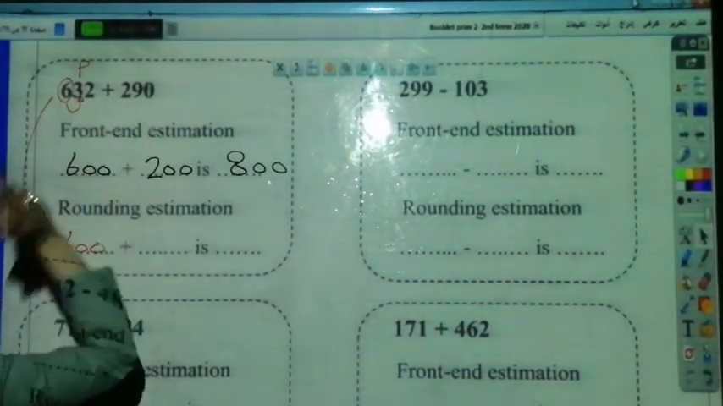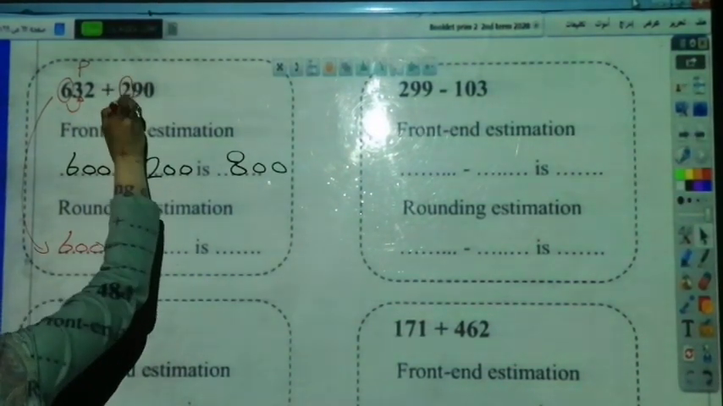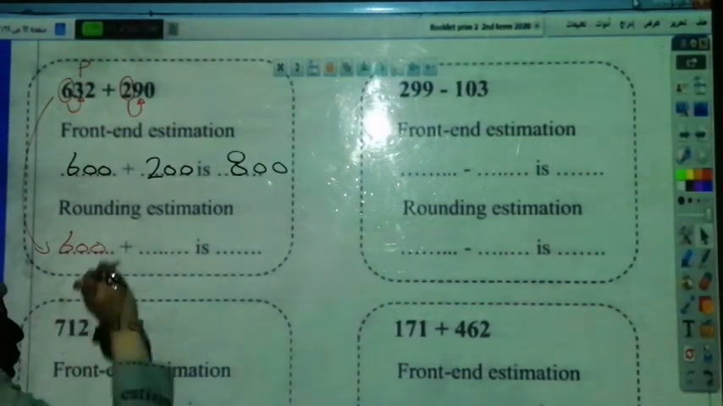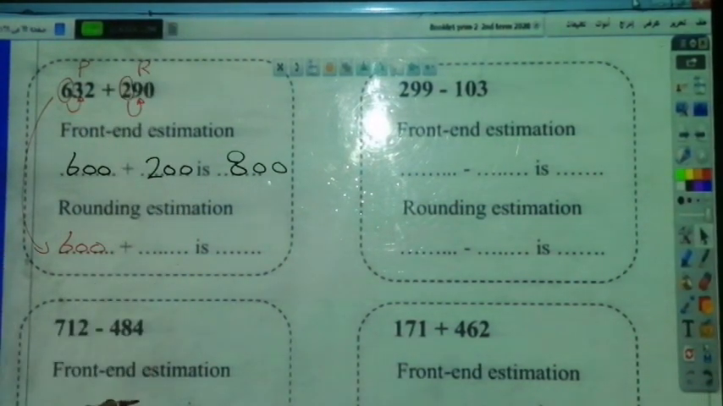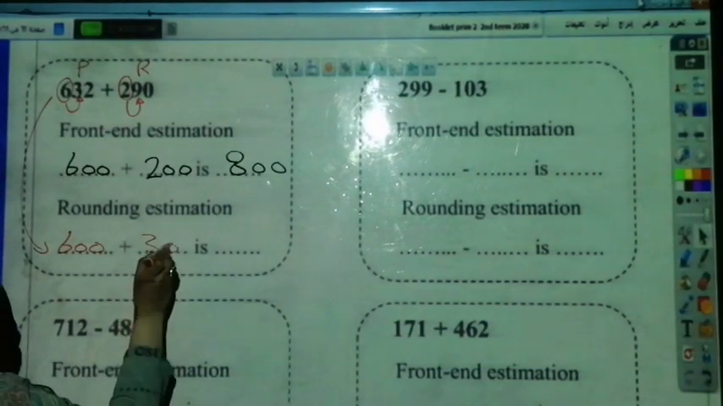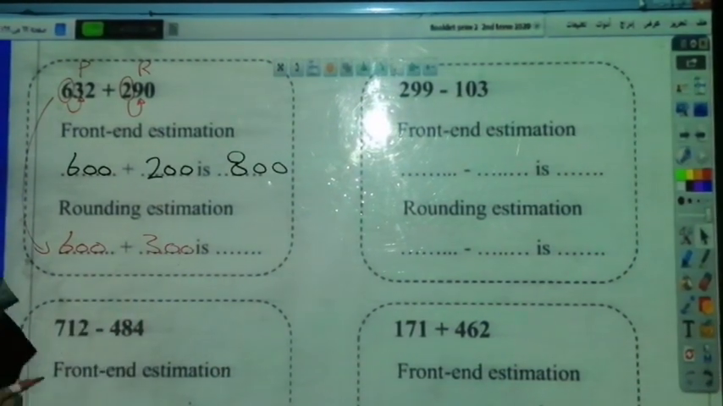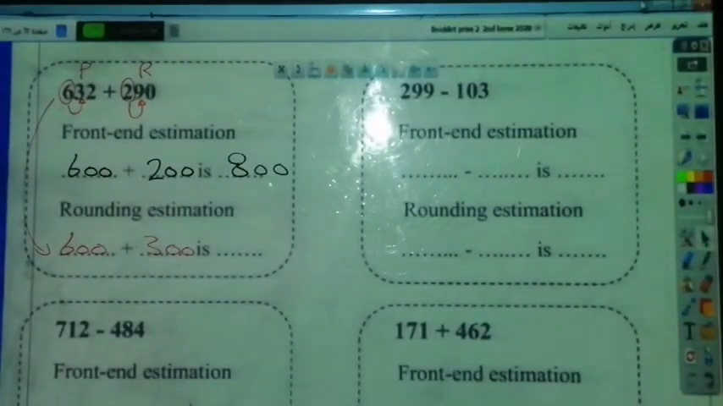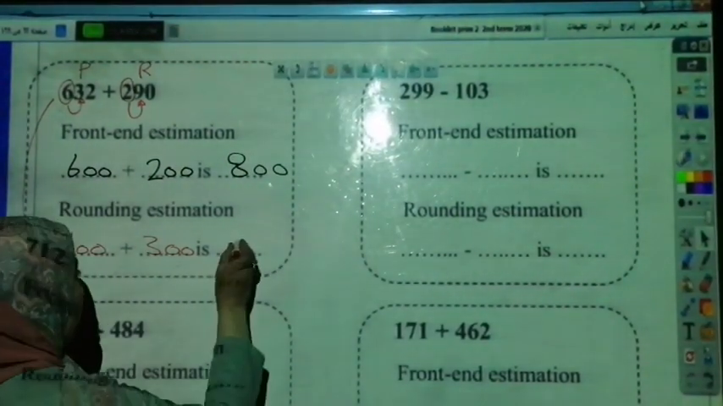And 290, circle around 100. Look at the digit before 100, 9 in tens. 9 is rich, excellent. So 290 rounds up to 300. And now 600 plus 300 by counting by 100. After 600, 700, 800, 900.